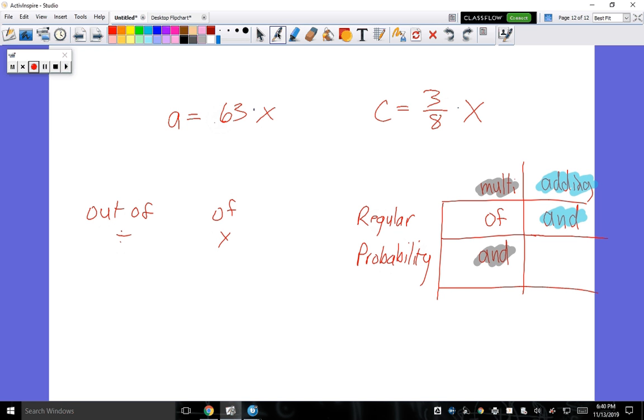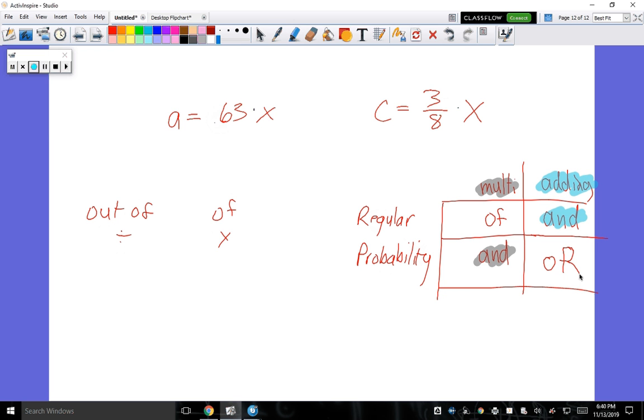No worries. Close. I'm going to build off what you just did. Okay, so it's almost of, it's or. Okay? So the word in probability is or. Hopefully that helps you remember. Okay. No worries.